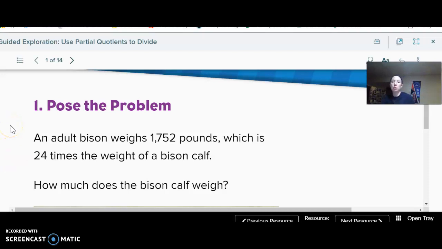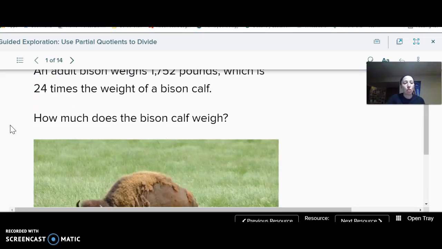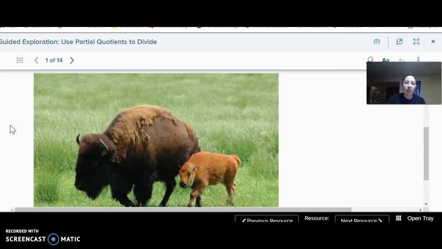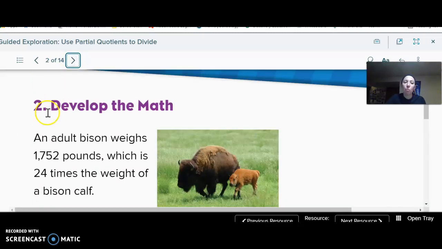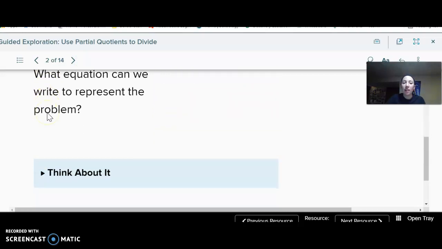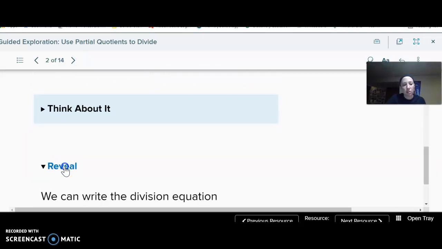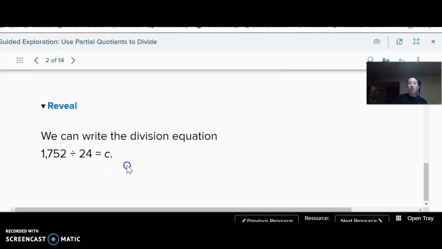So an adult bison weighs 1,752 pounds, which is 24 times the weight of a bison calf. So how much does the bison calf weigh? So we know the total. We know that that is 24 times something. What can we use to figure it out? Well, we can use division to figure it out. So we can write the division equation here. So go ahead, write that on your paper. 1,752 divided by 24 equals C, or what the calf weighs.